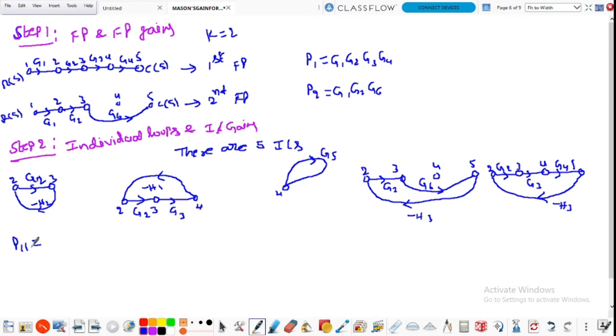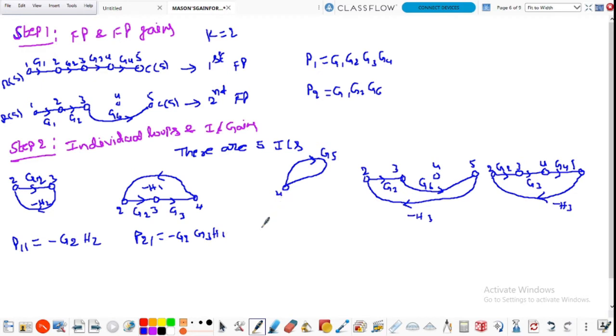What is the gain of individual loop 1? The product of the branch transmittances of the loop, so that is G2 into minus H2, minus G2 H2. And this is the second individual loop, its gain is denoted as P21, and it is equal to the product of the gains of this loop. So that is G2 into G3 into minus H1, minus G2 G3 H1.